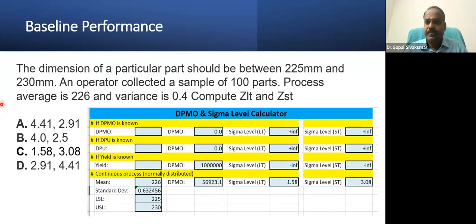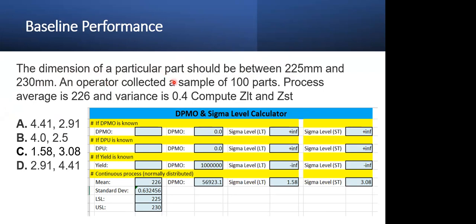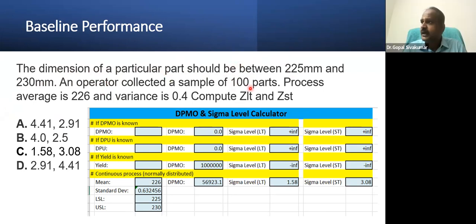Now, the dimension of a particular part should be between 225 and 230. What does it mean? 225 is the lower specification. 230 is the upper specification. Am I correct? Yes. An operator collected a sample of 100 parts and process average is 226. Variance is 0.4. Compute ZLT and ZST.